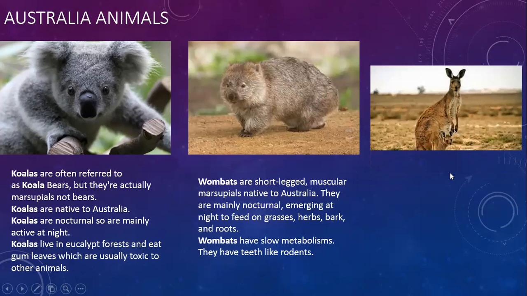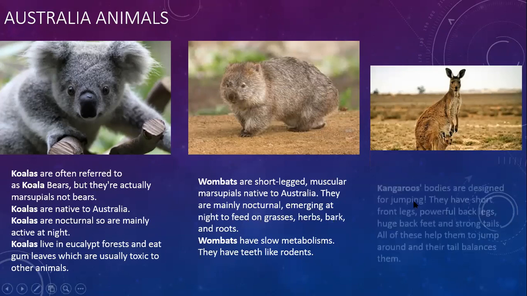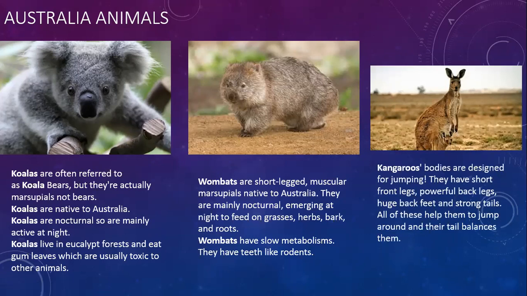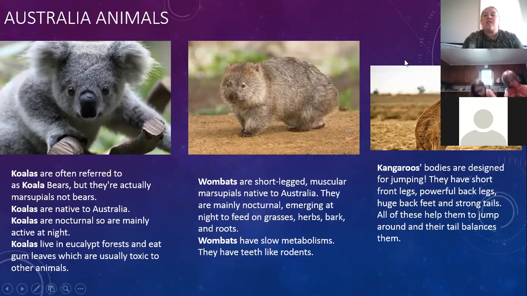Okay. Let's see. I hope you guys know this animal. Kangaroo. Okay. So kangaroos' bodies are designed for jumping. They have short front legs and powerful back legs and huge back feet and long tails. All of these help them to jump around, and their tails balance them. And did you know, I found out another really fun fact about kangaroos when I was doing this? Kangaroos cannot actually walk backwards because of their big feet. They can only move forward. Crazy.